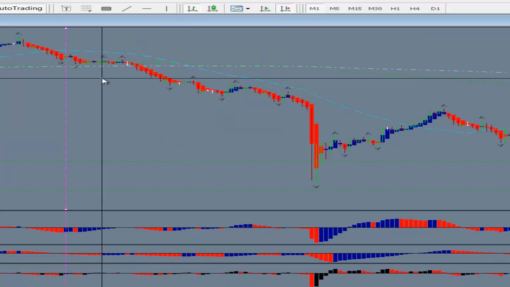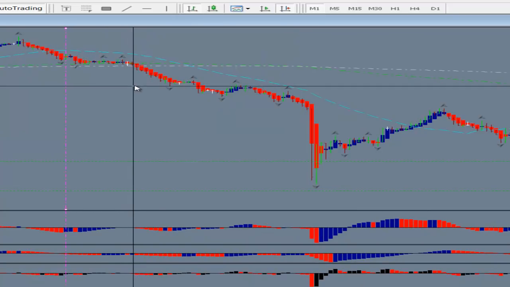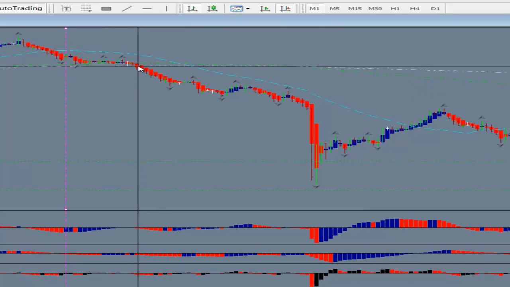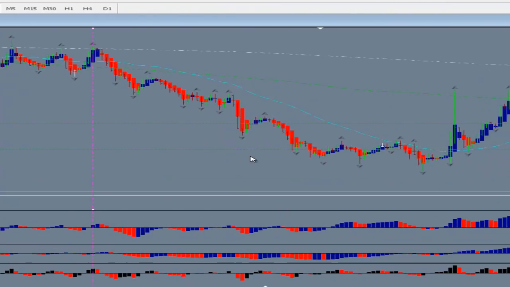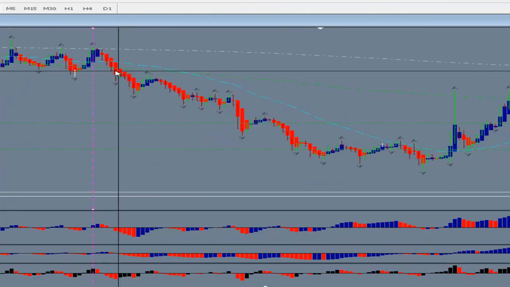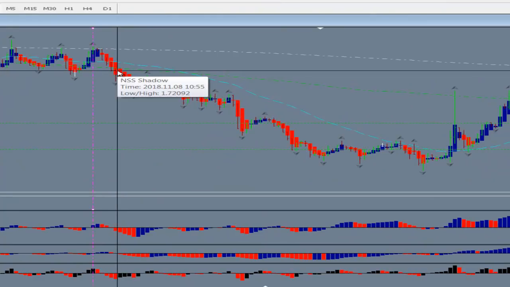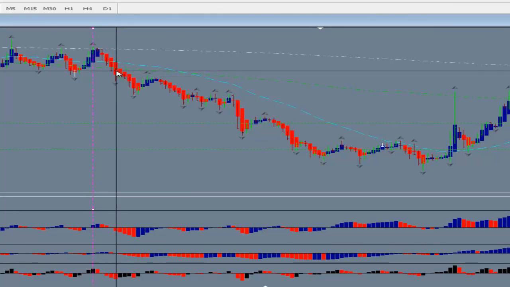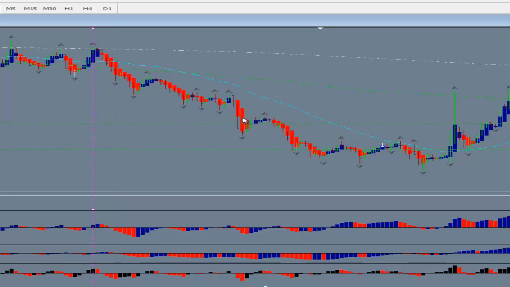The 1 minute, it's kind of stretched out here, but there's a 4 bar right there. That was a good entry on that one. This one was a good entry right in here. If you managed that on the 5 minute, it would have gone down.